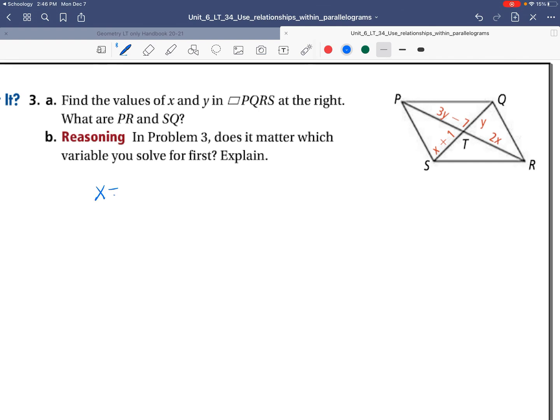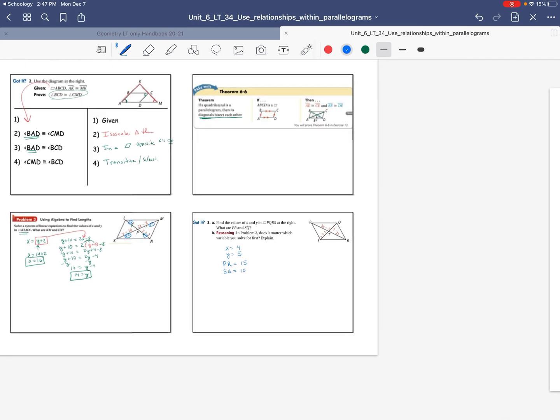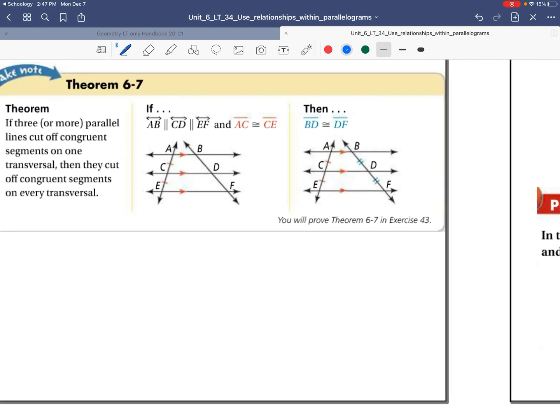All right, it wants to know what x and y are. I'm not going to go through the process because I did in the previous problem. But what we get is that y is 5 and x is 4. So then we could plug this back into our original side lengths, and get that PR is going to be 15 and SQ is going to be 10. Okay. We're going to move on to the next page.